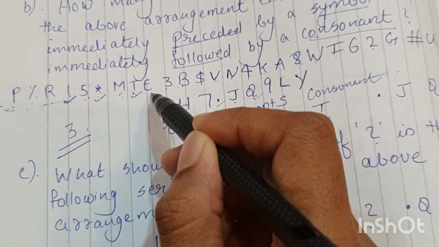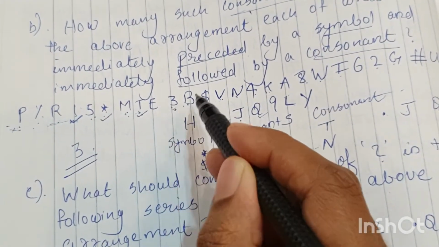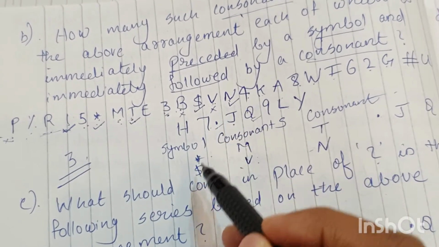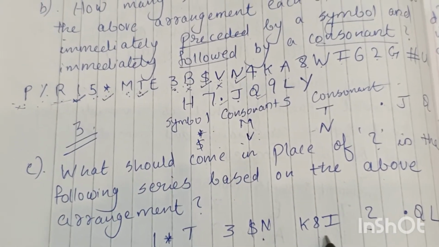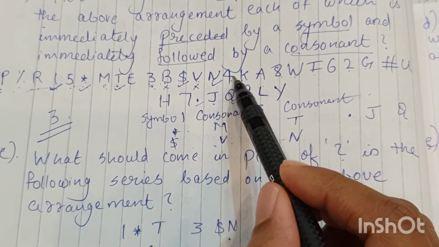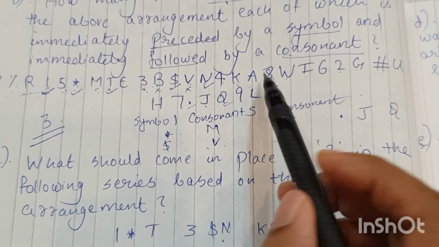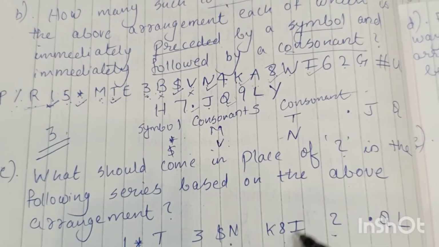Then again omitting this one, E, started with 3. Okay, 3, then eliminating B, dollar, eliminating B, N. So the next is $3N, right? And in the next one they have written K8I. So after N they removed 4 and started with K. Then eliminating A, 8, K8, eliminating W, I, K8I.